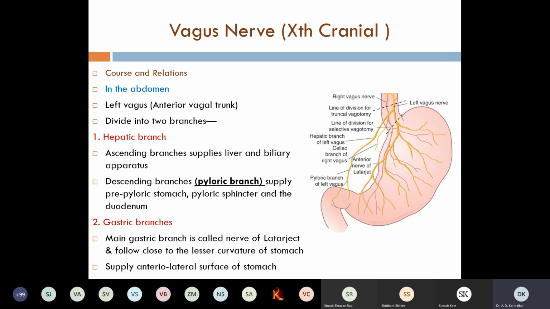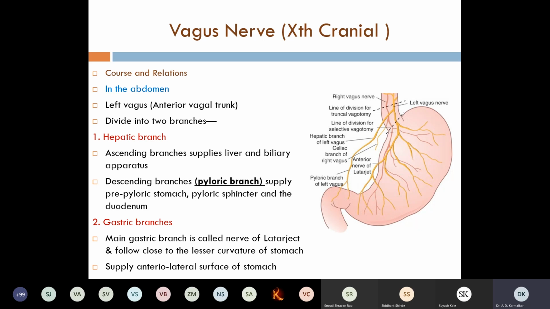Very important is the pyloric sphincter here. When we are doing the vagotomy, we are not cutting this nerve, we are just going to save the function of the pyloric sphincter. So it is supplied by the pyloric branch, which comes from the hepatic branch of the vagus nerve, and also it supplies the first part of the duodenum. So it has a hepatic branch, an ascending branch, and a descending branch. The descending one is very important: it supplies the pre-pyloric part of the stomach, the pyloric sphincter, and the proximal part of the duodenum.